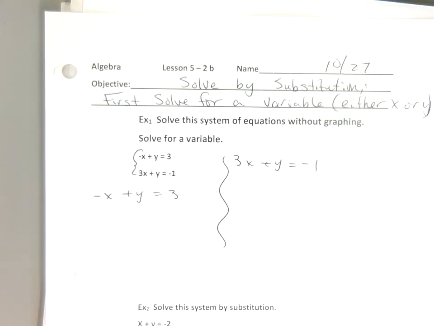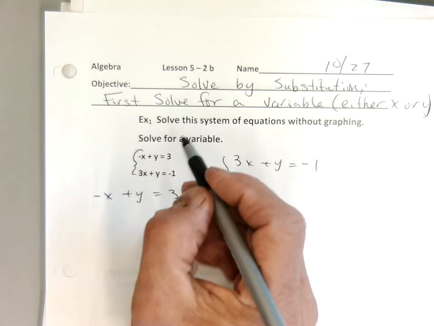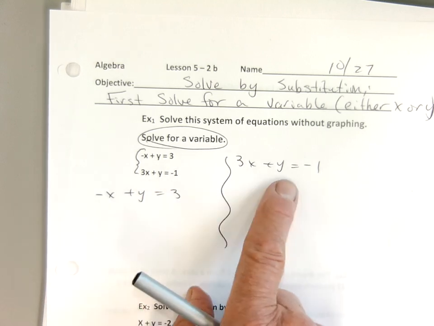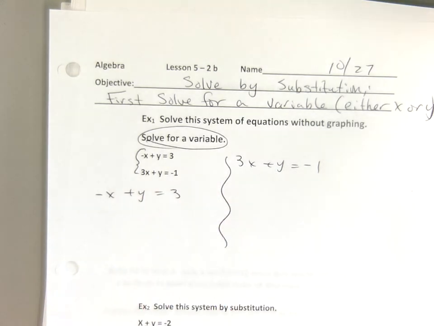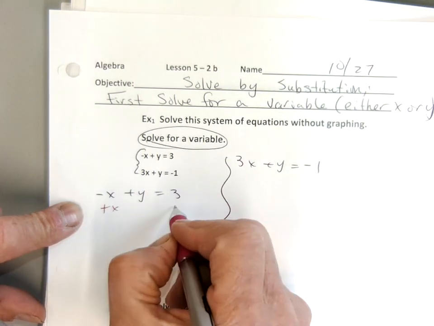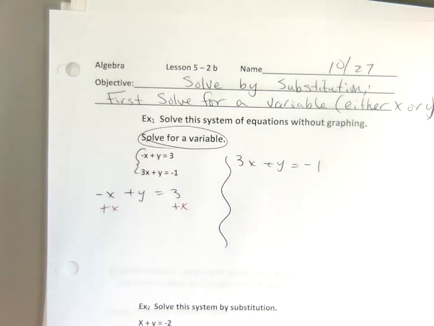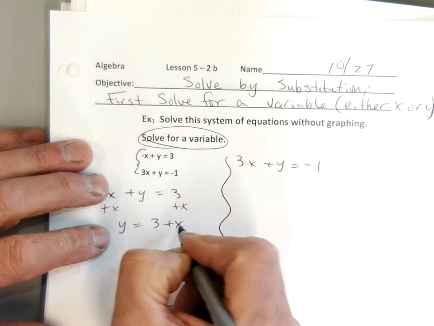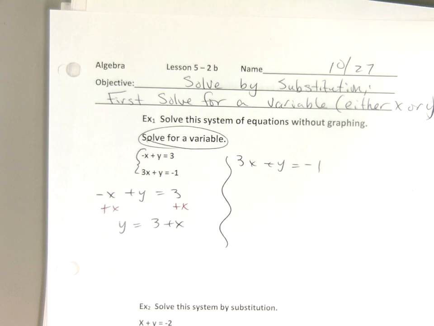I like what Bailey said. What you have to do is solve for a variable. You can do three things. You could solve for x, you could solve for y. What is the easiest? Bailey said, let's just bring this x over, plus x, plus x. I would have y equals 3 plus x. That's the easiest.